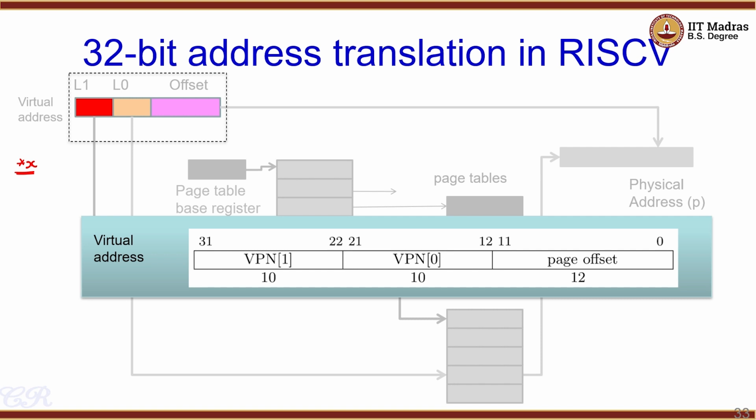It is of 32 bits and it has 10 bits for VPN 1, which is the virtual page number. This first 10 bits is essentially the directory bits. The second 10 bits is essentially the page table bits. And the final 12 bits are essentially the page offset.